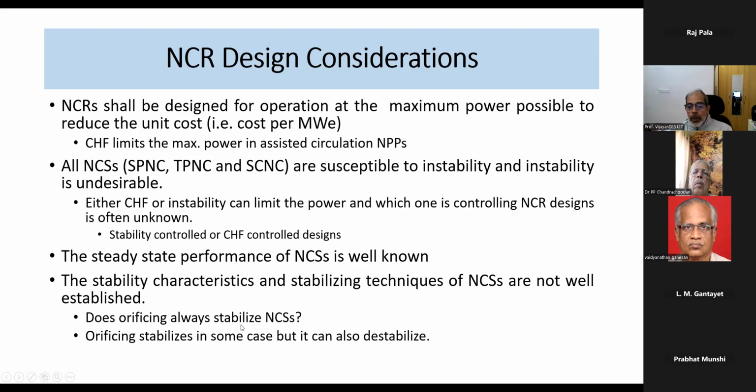For example, if you look at the literature, it always says that orificing stabilizes natural circulation systems. But we found that it can also destabilize natural circulation systems. We will come to that as we go ahead.